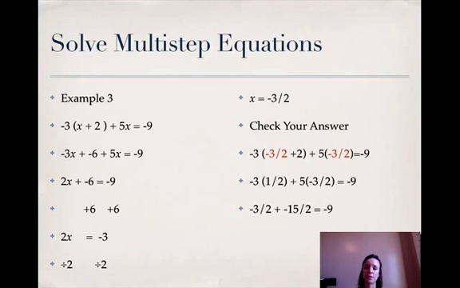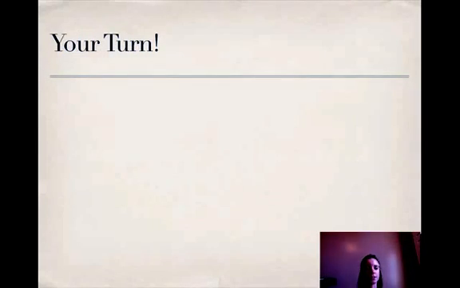They have the same denominator, so that's easy. Negative 3 halves plus negative 15 halves gives me negative 18 halves. Negative 18 halves, if I simplify, is negative 9. So negative 9 equals negative 9. My answer is correct. x equals negative 3 halves. So now you're going to try these.